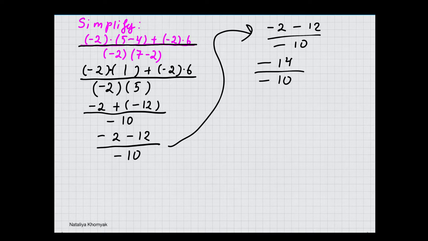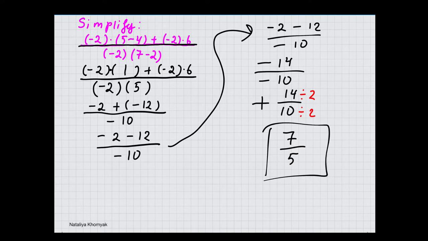Now negative divided by a negative will give us a positive fraction of 14 out of 10. 14 and 10 are both even, so we can reduce each of them by 2. So we get 7 out of 5, and this is our solution.